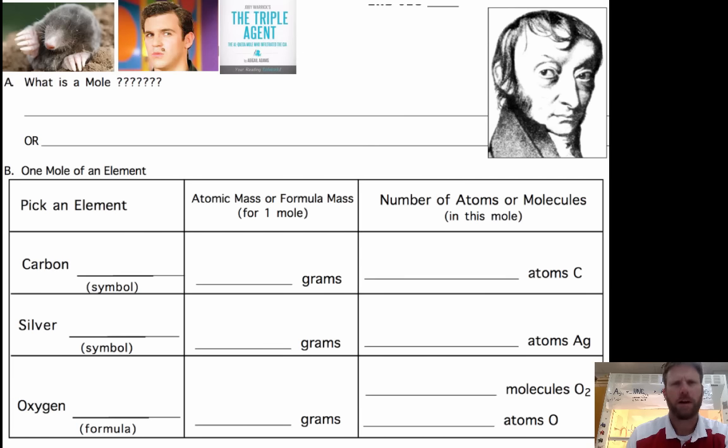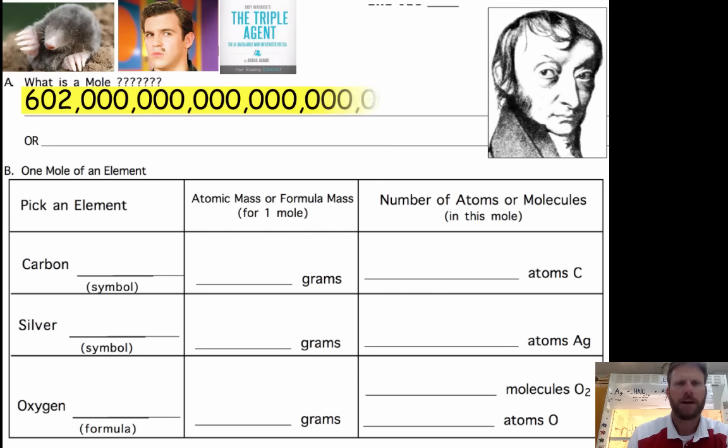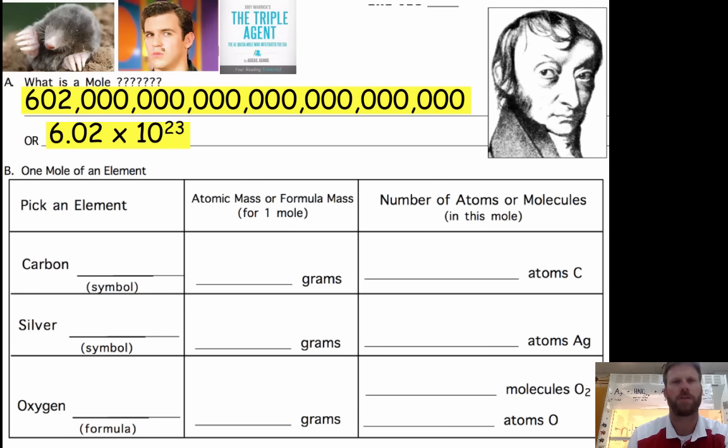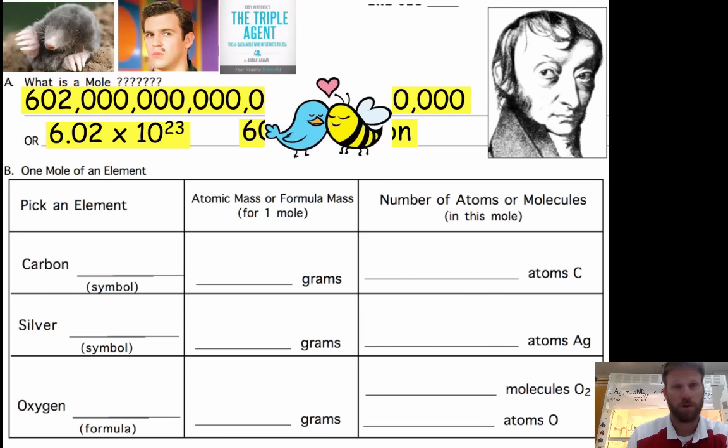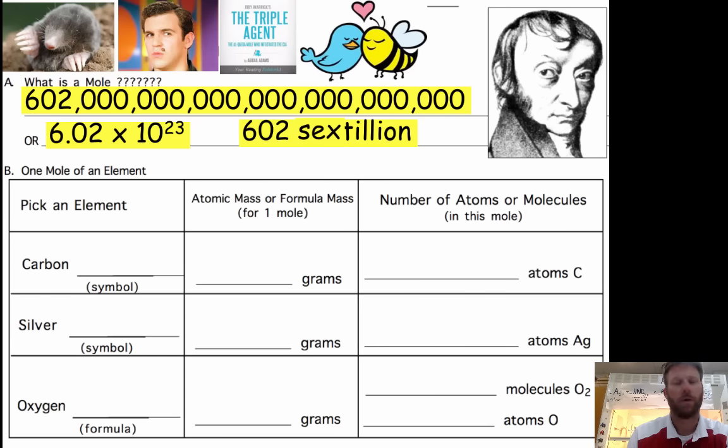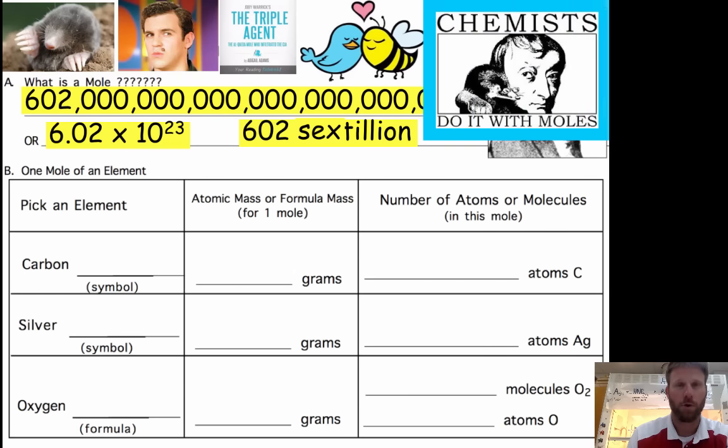In chemistry, a mole is just an amount of things. In fact, it is quite a large amount of things. It is 6.02 times 10 to the 23rd things, or 602 sextillion things. That's right, I said sex. But we don't teach you about the birds and the bees in chemistry. Anyway, everyone knows that chemists always do it with moles.